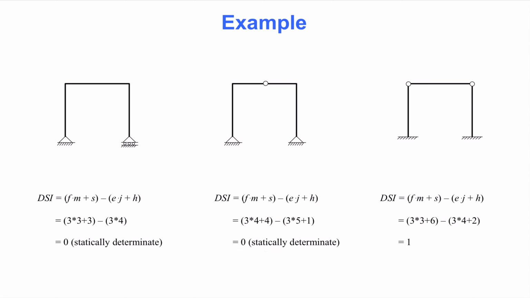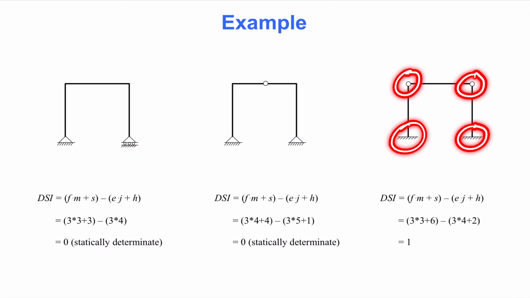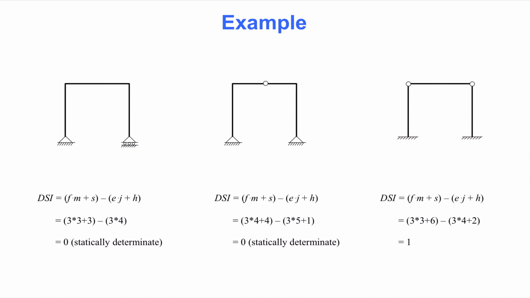The rightmost frame is completely fixed at the bottom of both columns. However, there is a hinge constructed at each of the 2 connections between the columns and the beam. Counting 1 release at each of those 2 locations means that H is equal to 2. As a result, this frame is indeterminate to the first degree.